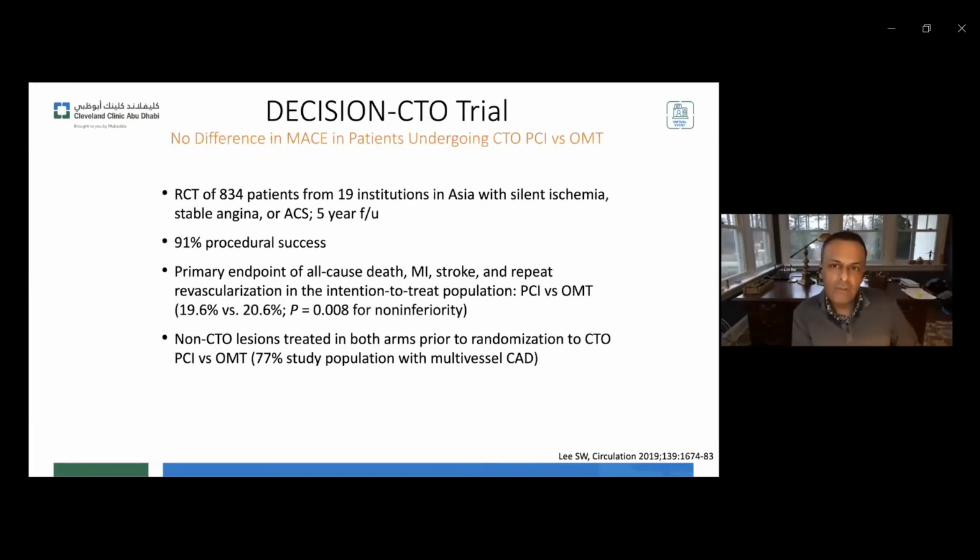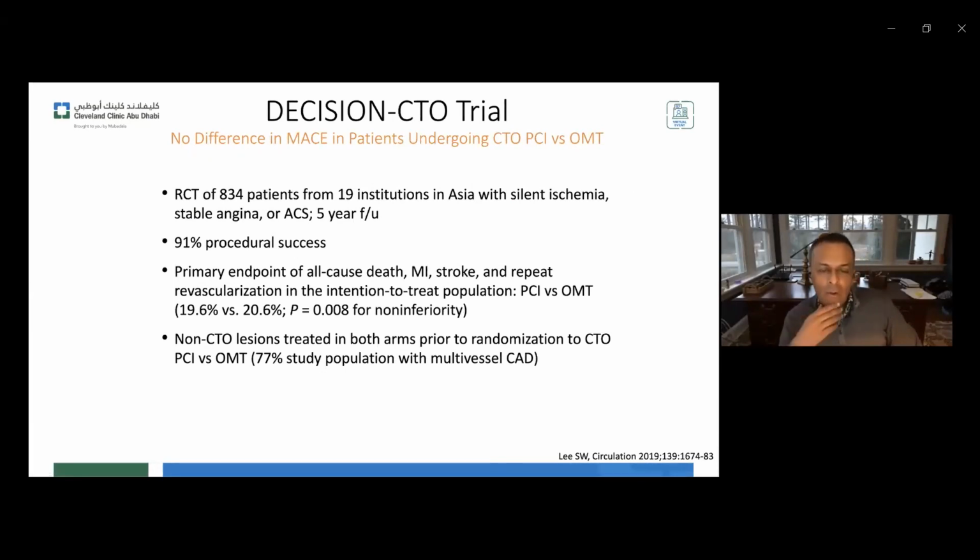This is in contrast to the DECISION-CTO trial, which is a little bit of a larger trial, 834 patients across Asia, which looked at the composite of all-cause death, MI, stroke, and need for repeat revascularization, where they did not show a difference in medical therapy versus CTO intervention. Now, the big criticism of this trial is that before randomization, all patients had multivessel PCI of their patent vessels, so it's really hard to know exactly what to make of this trial.